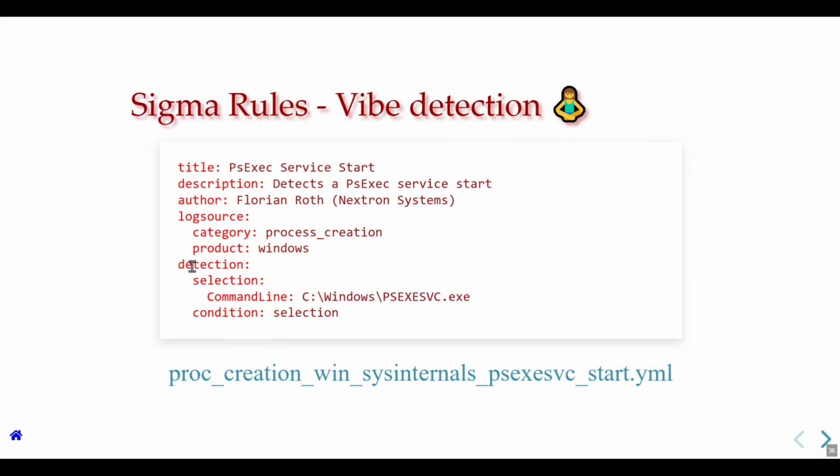So in this example, we have a detection clause here, then we have a selection, and we're saying the command line has to match PsExec. Okay, great. That doesn't say what the command line is, whether it's going to be in a particular field or in the event anywhere. It's just a vibe. We're going to look for a command line that contains this PsExec SVC. And then the condition, which is a logical combination of all of these selections, right?